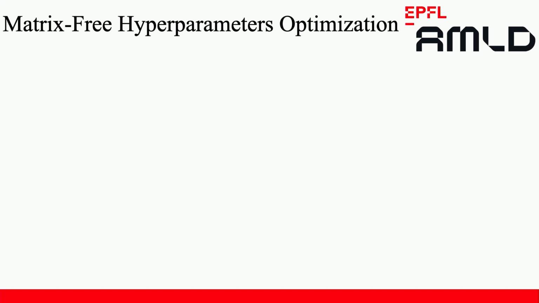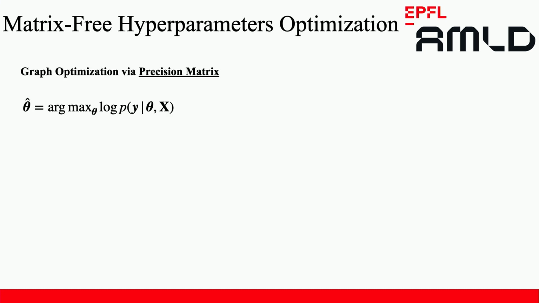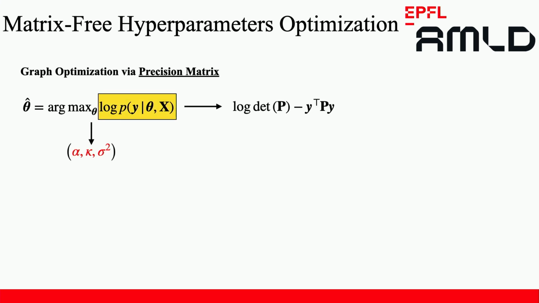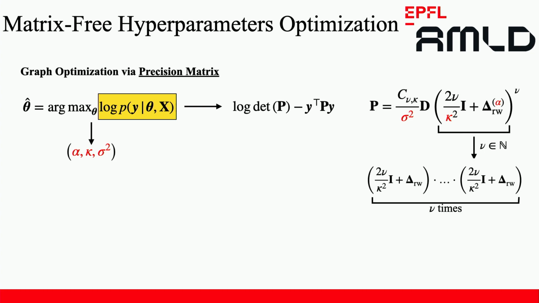In order to optimize the hyperparameters of our model, we propose to maximize the marginal likelihood expressed via the precision matrix. In our context, the Matern precision matrix can be constructed starting from the random walk normalized Laplacian. Thanks to the particular structure of this precision matrix, we can express the derivatives of the quadratic term in the marginal likelihood as a sequence of matrix-vector products without ever having to construct explicitly the precision matrix. The derivatives of the other term can be approximated, leveraging the same structure through conjugate gradient.